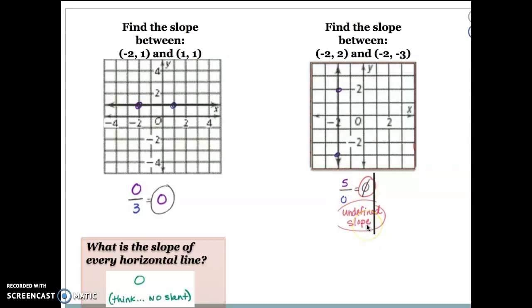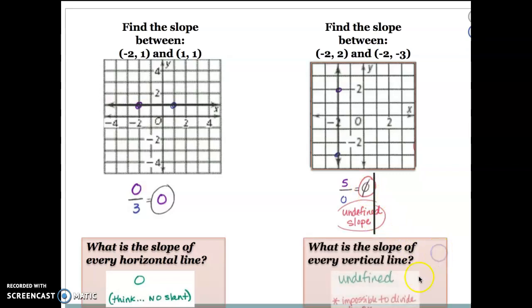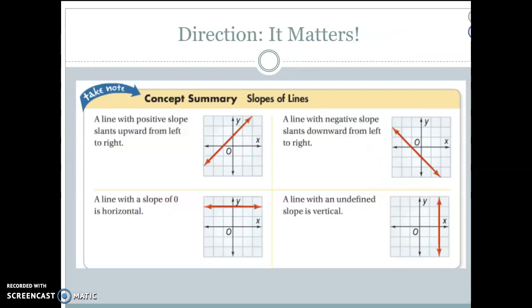This is what's called an undefined slope. So think ski slope or steepness of a ski slope. That is not possible to ski. That's like a cliff that you would fall off. So we don't say no solution. What we do say here, though, is we say it has an undefined slope. So make sure you write that word down. If you have a vertical line, every vertical line is going to have what's called an undefined slope. So we're going to actually use that word undefined, because it's impossible to divide by 0.